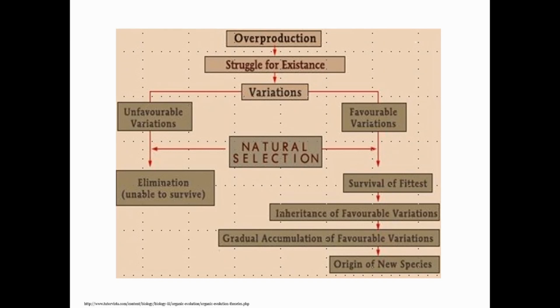Meanwhile, favorable variations allow for those individuals to compete better, they capture more resources, they have more offspring, and those offspring inherit those favorable variations themselves. Over time, the population will start to increase in the frequency of that favorable variation. And in some cases, that can actually lead to a new species being created.